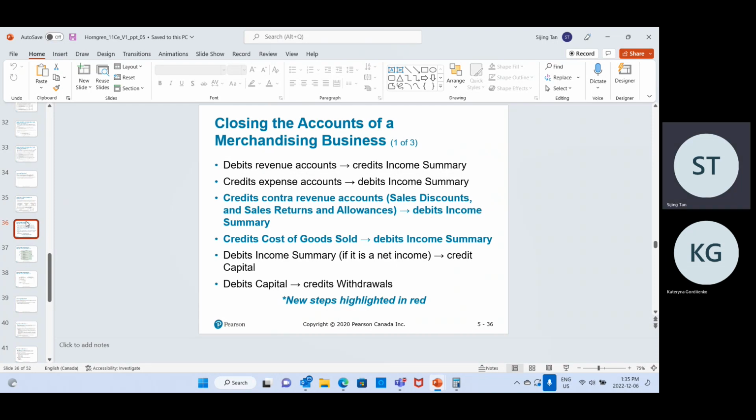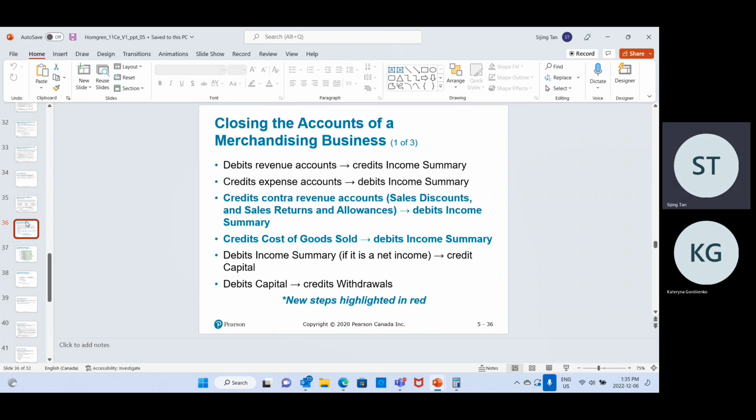Closing the accounts of a merchandising business. The closing entries in this chapter are prepared as in chapter 4. If you still remember how to close your accounts in chapter 4, the only difference is the addition of some new temporary accounts. First of all, purchase discounts, purchase return allowances, and cost of goods sold. Those are temporary accounts. Remember, you only close the temporary accounts, okay? Not permanent accounts. So for a merchandising business, there are sales discounts, sales return allowances, and cost of goods sold that you need to close.